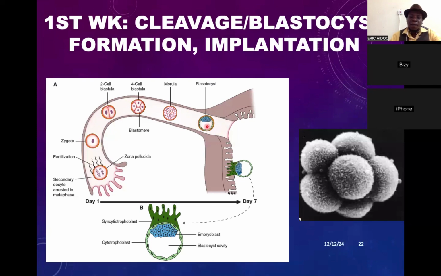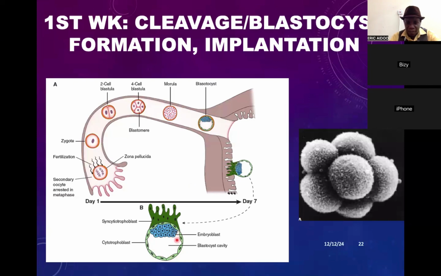So the spaces coalesce or join to become a bigger space. Once that happens, the space will push the rest of the blastomeres to the top, or what I usually call the North Pole. Once that happens, the space is given the name the blastocyst cavity. Okay, and then the cells, the blastomeres that were pushed to the North Pole will become the embryoblast or the inner cell mass.